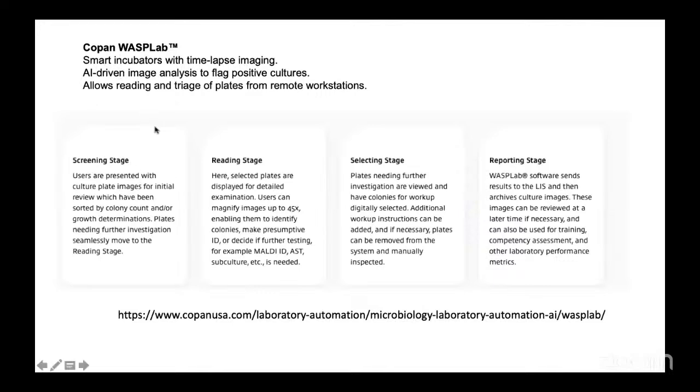Similarly, a Copan WASP has also got an AI driven image analysis and flags positive cultures. So what it does is that there are culture plate images for initial review. Then at the reading stage, they are also displayed for detailed examination. And at the selecting stage, you can create an algorithm where the selected plates can directly go for workup. You can attach a gram stain module where the gram staining of these plates can be done automatically. And the software can then send a result to LIS and also archive these culture images as to what is happening.